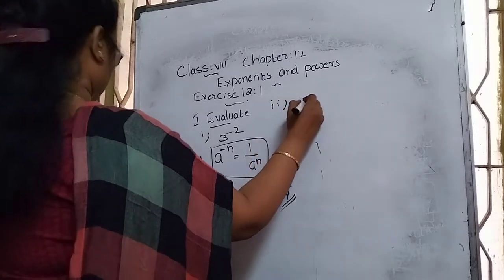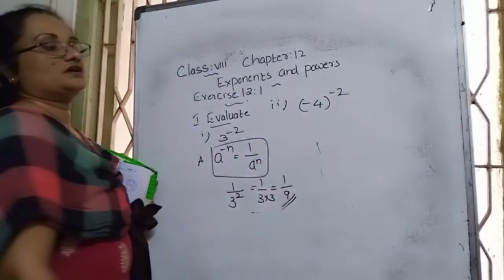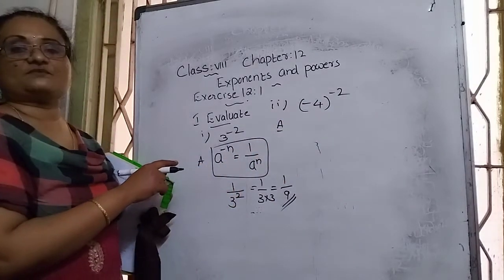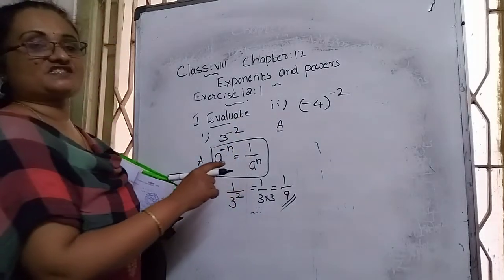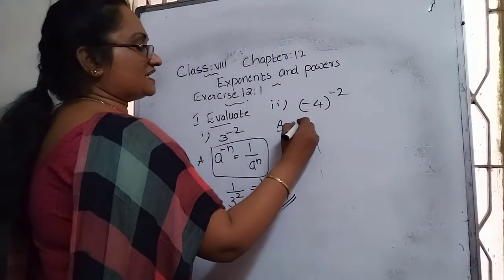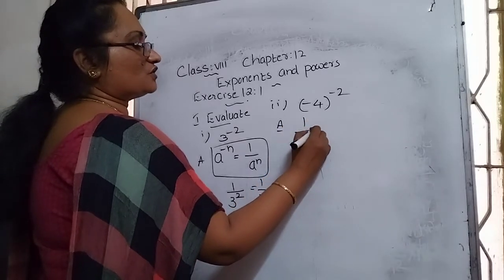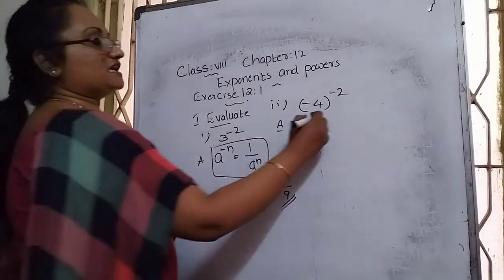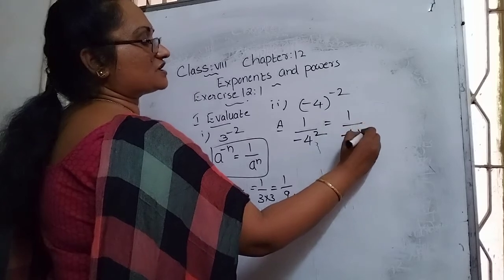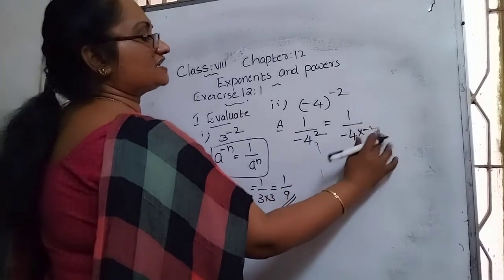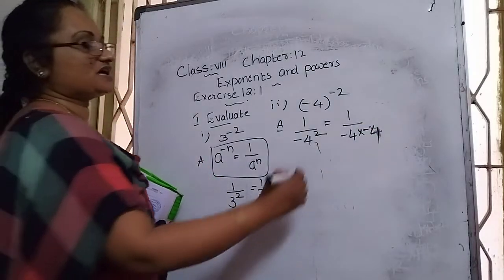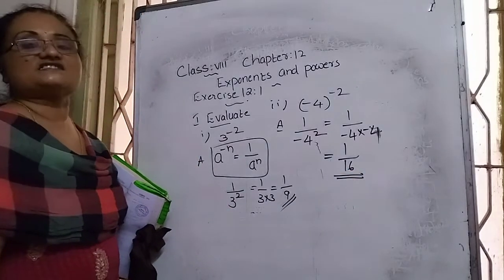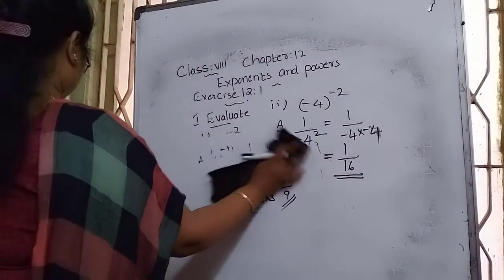The second question, minus 4 raised to minus 2. Negative power case. Here also we can express it in the form of a raised to minus n equals 1 by a raised to n. Here we can express it as 1 by minus 4 raised to 2. The minus is removed and positive 2 comes. What is the meaning of this? Minus 4 is multiplied 2 times. So the answer: 1 by minus into minus changes into plus, 16. So 1 by 16 is the answer.